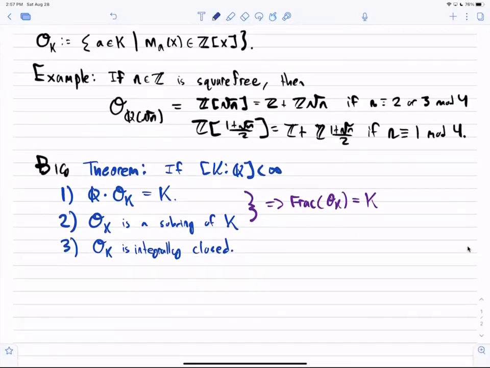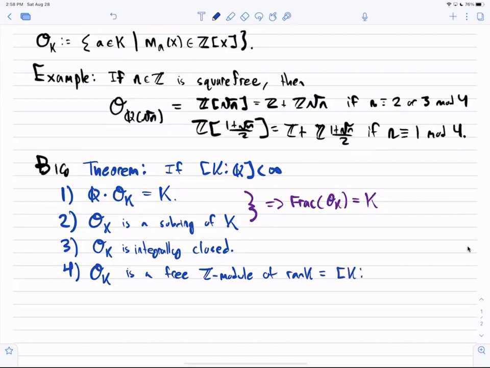And then 4, OK is a free Z module, just as a module over the integers, of rank equal to the degree of K over Q. So the degree of this field extension is the dimension of K as a Q vector space. And here we're saying that's mirrored at the level of integers. So the ring of integers in K is a free module of that same rank. That's the module analog of this vector space statement. Okay.